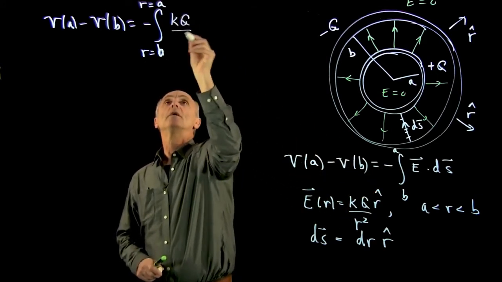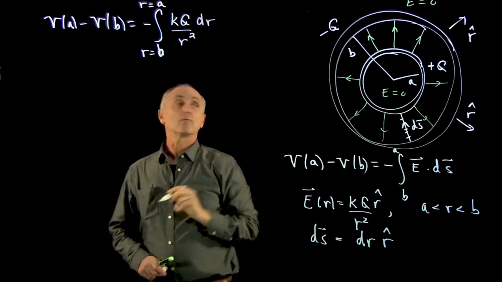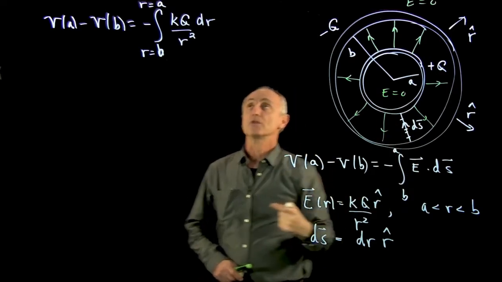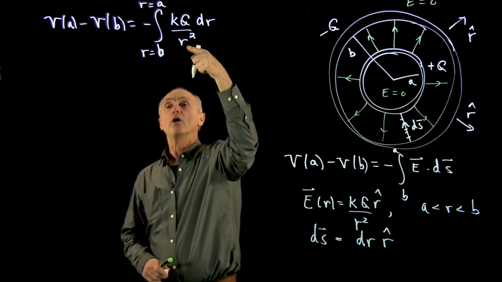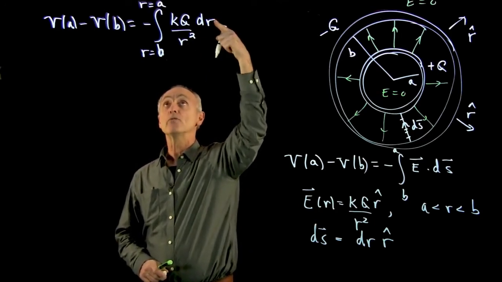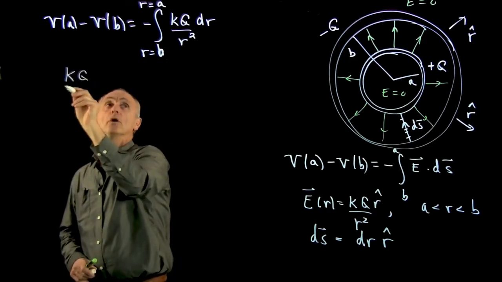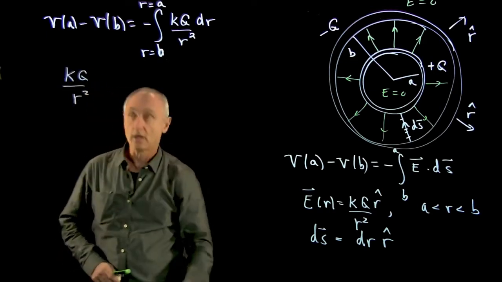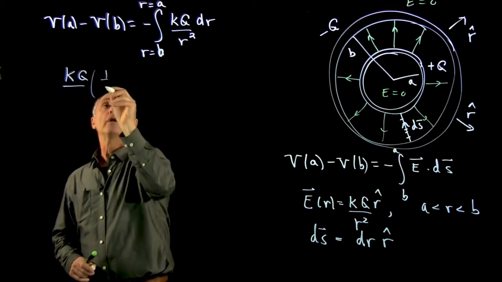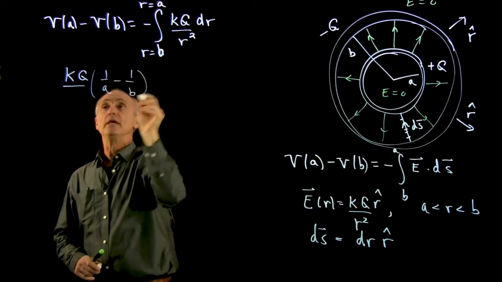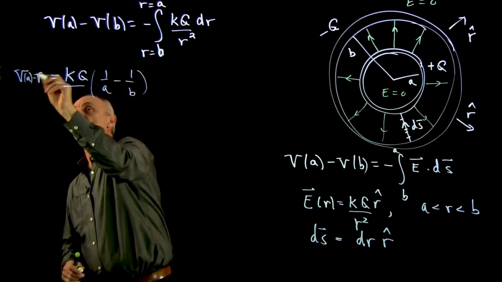So we have a one-dimensional integral, representing taking a path just in one dimension. And this, again, is a straightforward integral. dr over r squared, the integral is negative 1 over r. The two minus signs cancel. So we get kq times, putting the endpoints in, 1 over a minus 1 over b, and this is the potential difference, V_A minus V_B.